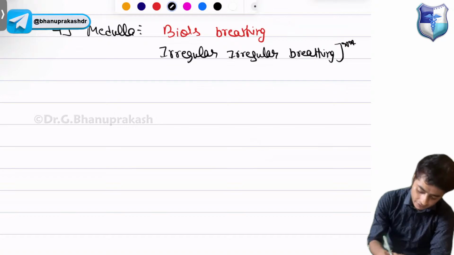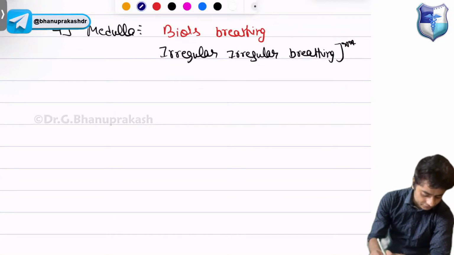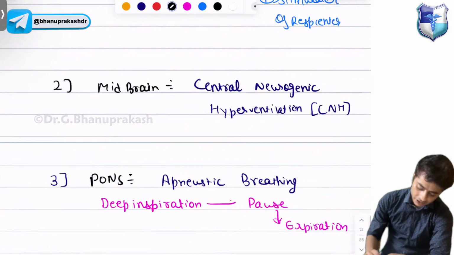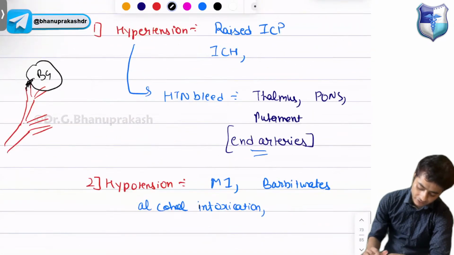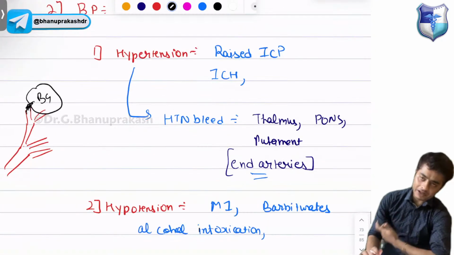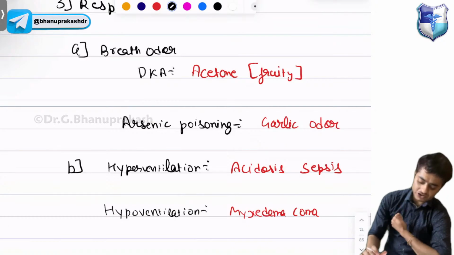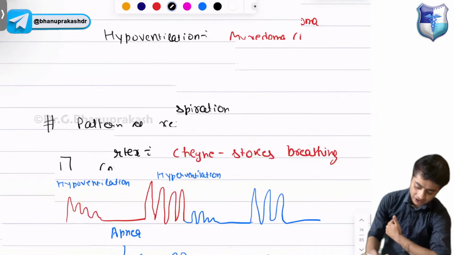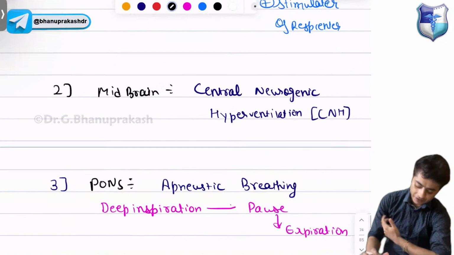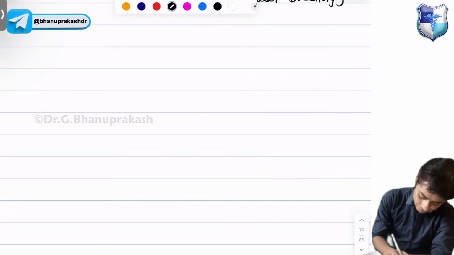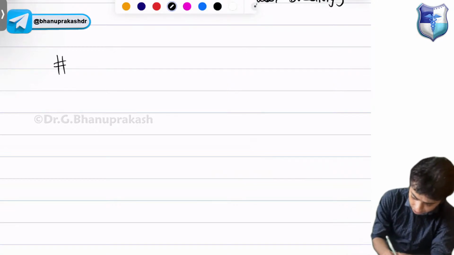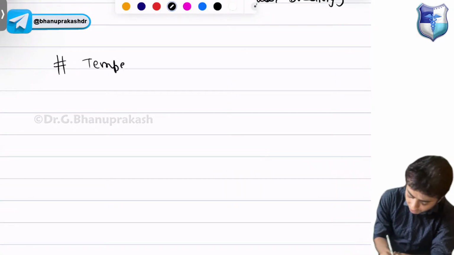So we have done our basic examination, that is your BP, hypertension, hypotension, then your respiration order, hyper and hypoventilation. Then we have done patterns of respiration. Now we will come to the temperature.